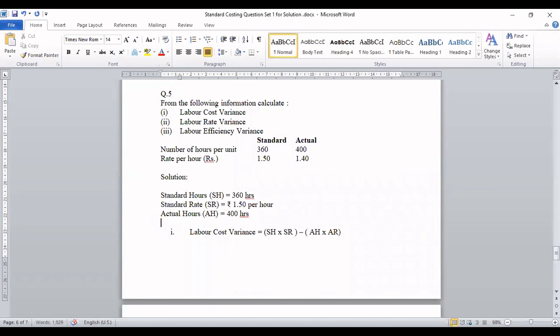Okay, we can take the actual rate, AR. We have that 1.40 value, 1.40 rupees. So now, beta, replace the values.